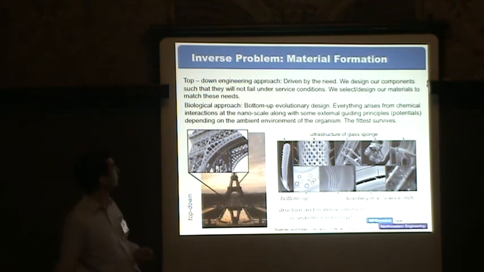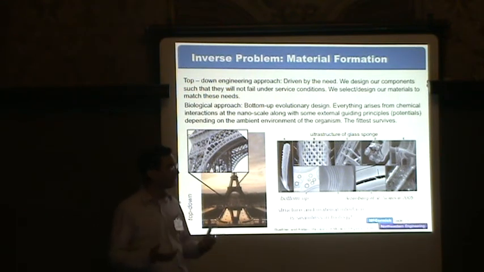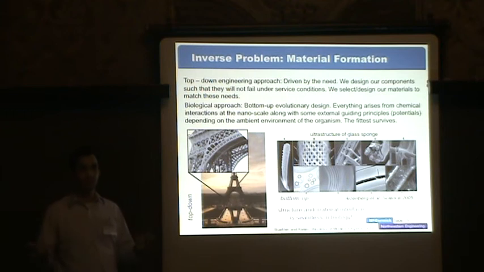And in this case also, the approach is very different from what we had in top-down. In the top-down approach, we basically have a need, and we pick the material to be able to satisfy that need. In the biological approach, it's entirely different. We define the chemical interactions, and the chemical interactions evolve into a structure that serves the function. And if it doesn't serve the function, then it is eliminated through survival of the fittest or any other approach.